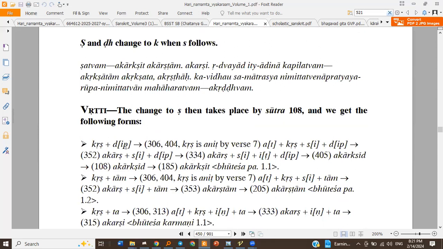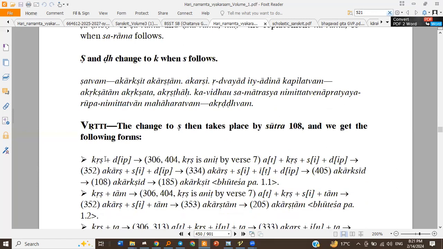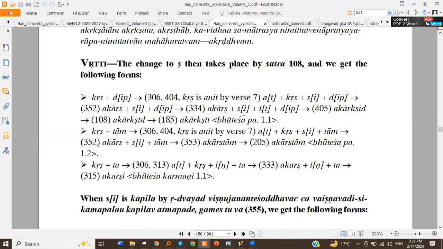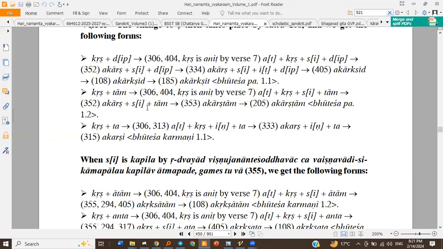So Krish plus Dip, Bhuteshu, Dhatu Puramat, still Bhuteshe. So C is inserted. Now here we do Vishnu Janantanam Anitam Vrishnendraha Sau Parapade. By that one we do the Vrishnendra, and then Astisibhyam Dipsipo, and Akar, and this Sh changes to Ka, Shadho Ka Se, because Sa is following. So we get Akarkshit. Similarly, Akarshtam, Akarshi, and so on.